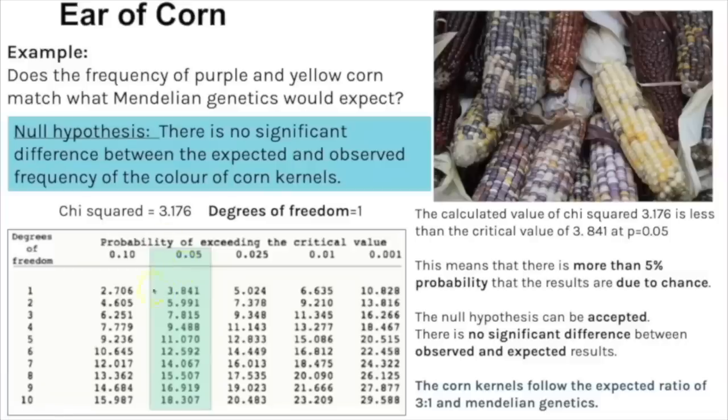We always compare at this point to be able to say if we have a significant difference or not. And in this case, we can see that our calculated value is less than the critical value. So that means there's more than 5% probability the difference between the observed and the expected is due to chance. So that means we have to accept the null hypothesis, which was that there will be no difference between the expected and the observed frequency. And what that means is the expected frequency that we calculated using our Punnett square was the same as the frequency we observed. Or in other words, it did follow the Mendelian genetics that we expected.